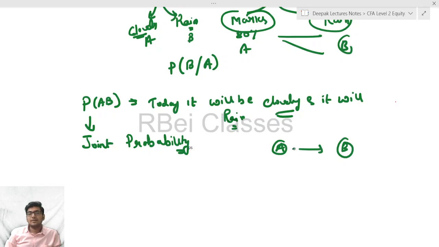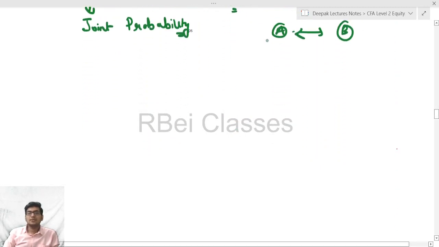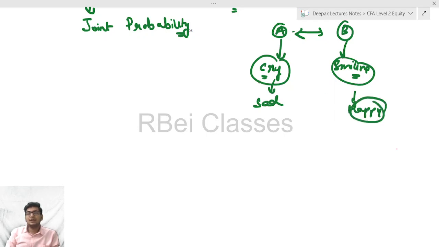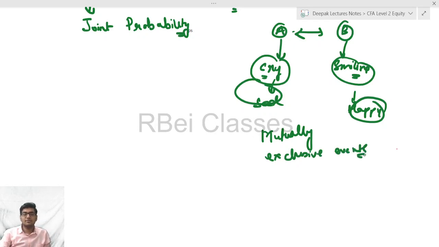If these two events cannot take place at the same point of time, suppose event A is crying and event B is smiling, these two cannot take place at the same time because for this you are sad and for this you are happy. So these two emotions will not take place. These two types of events are known as mutually exclusive events.